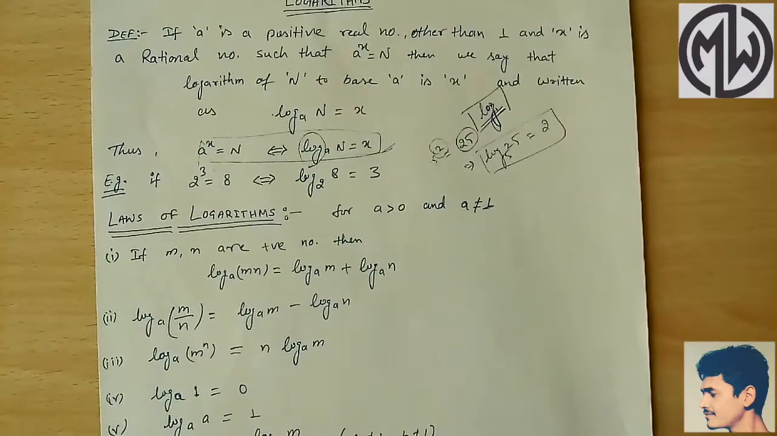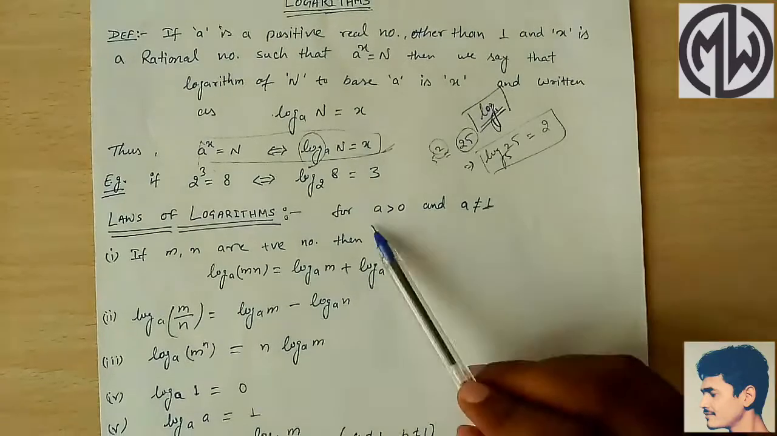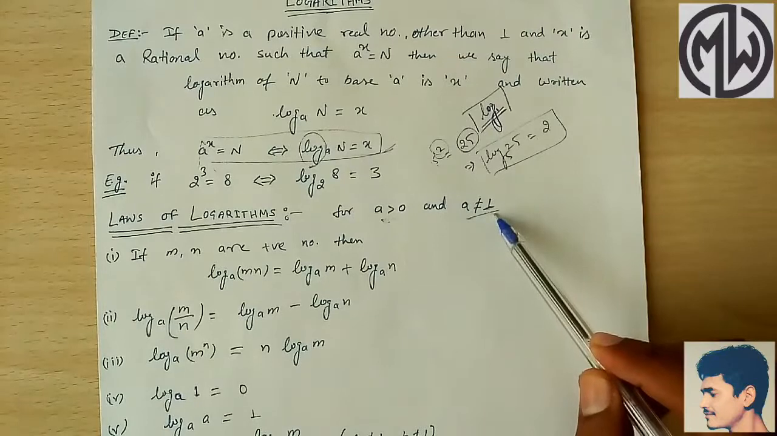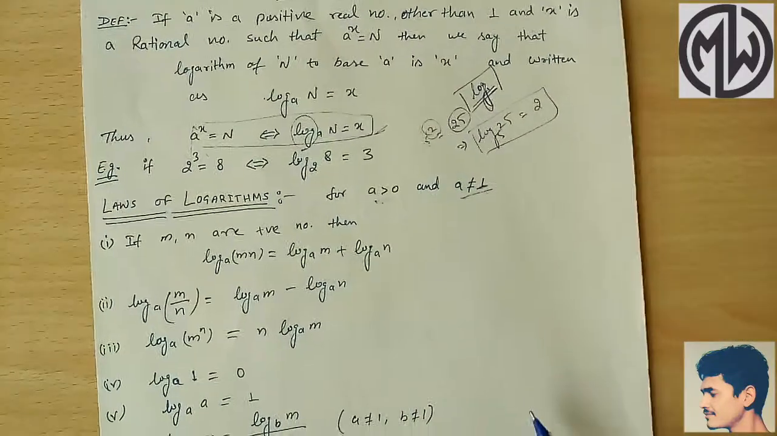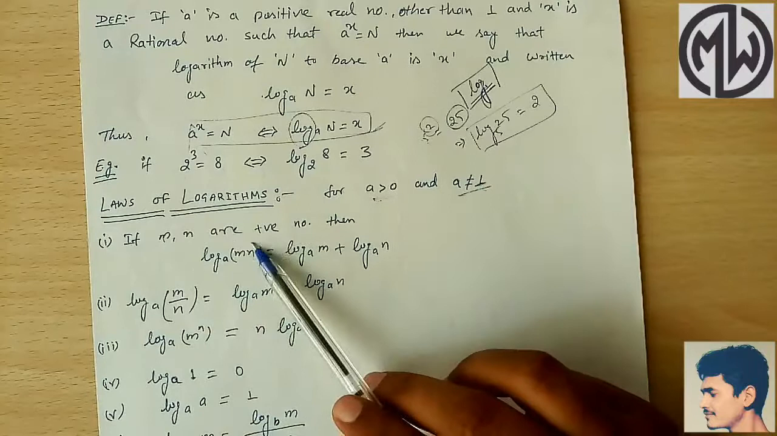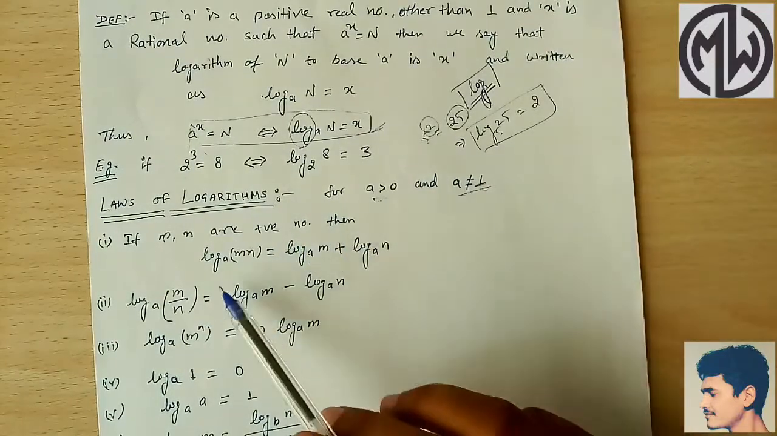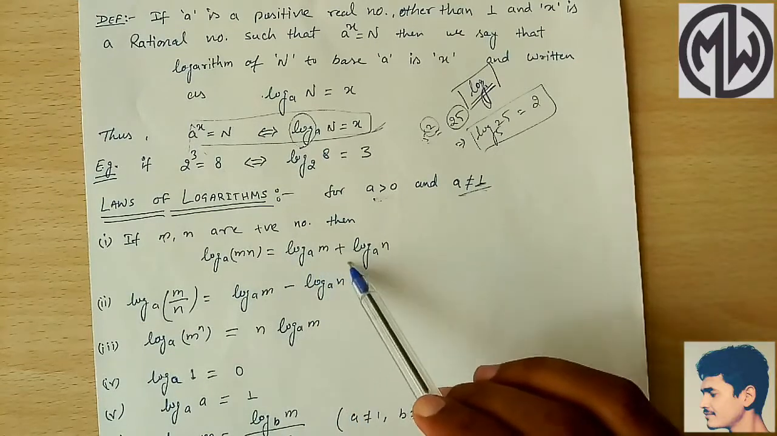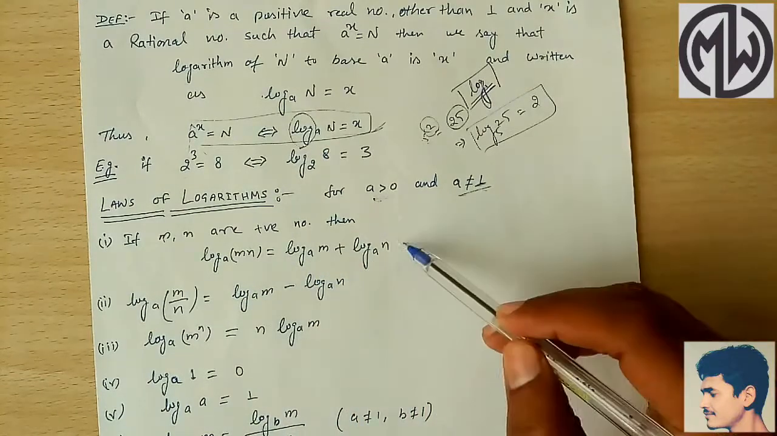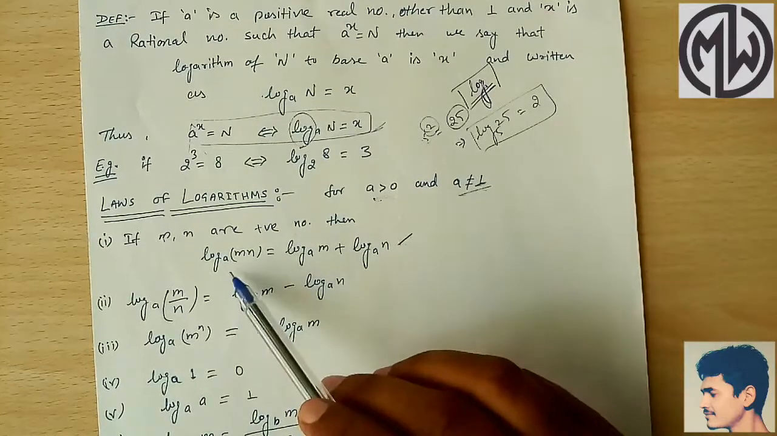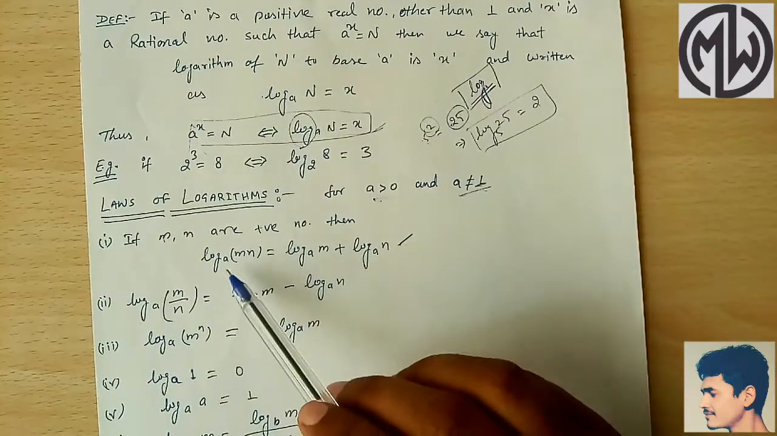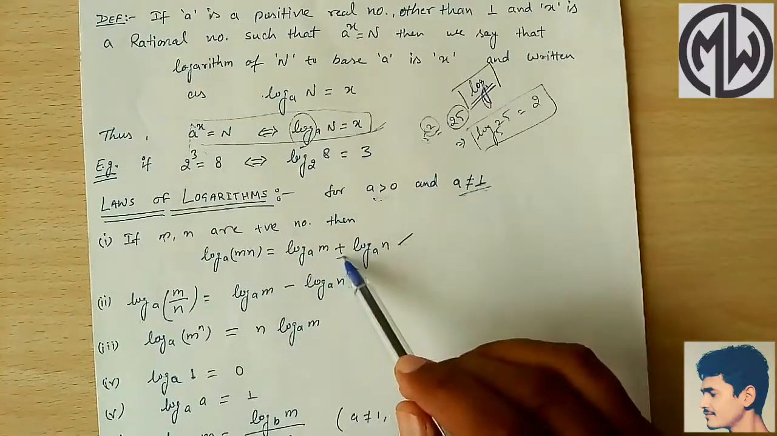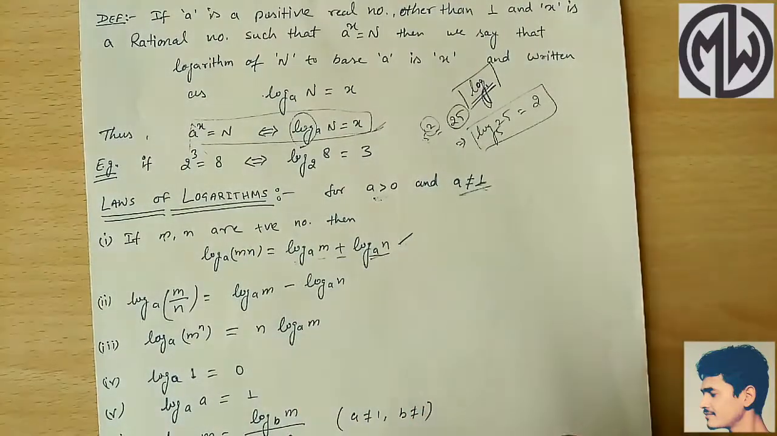Alright, so laws of logarithms for a greater than 0 and a is not equal to 1. Alright, first is if m and n are positive rational numbers, then log a mn is equal to log a m plus log a n. This is your first property. We can see that log of product of two numbers is the sum of their logs.